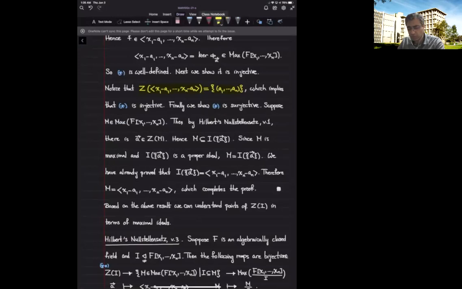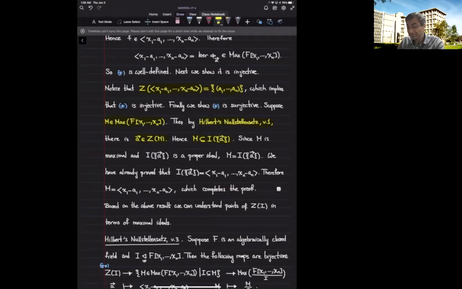Okay, how can we show it's surjective? So we start with some maximal ideal, and I need to show that it is of the form common zeros, all the polynomials that vanish at a given point. Okay, but how can I get that? The point is that M, because it's maximal, is a proper ideal. So I can use Hilbert's Nullstellensatz, the first version, and deduce that M has a common zero. So there exists some A that's a common zero of all the polynomials of this maximal ideal. That means M is a subset of all the polynomials that vanish at this point A.